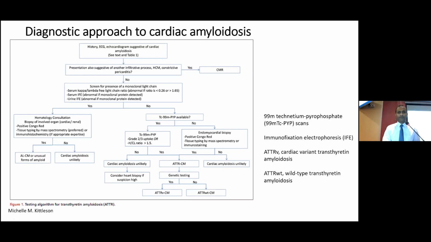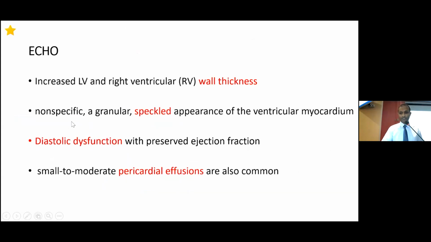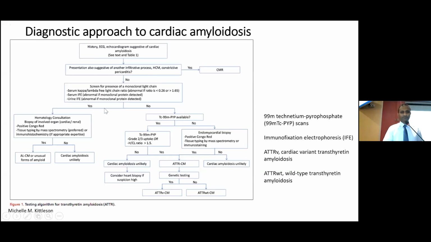And after that, if these are all negative, and if these are positive, it is more likely AL amyloidosis, and you have to go for histology. You can go for a rectal biopsy, or if it is ideally feasible, you have to do a targeted organ biopsy like a renal biopsy or cardiac biopsy, endomyocardial biopsy. So if everything is negative, it's unlikely to be cardiac amyloidosis.